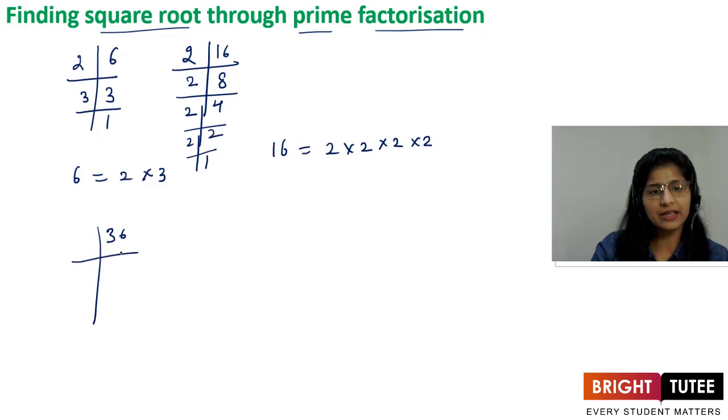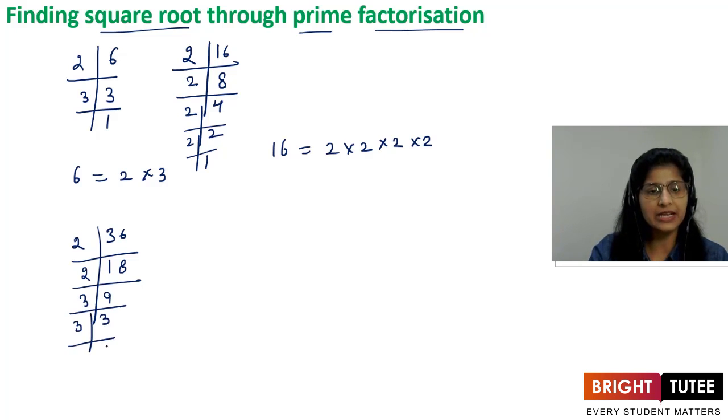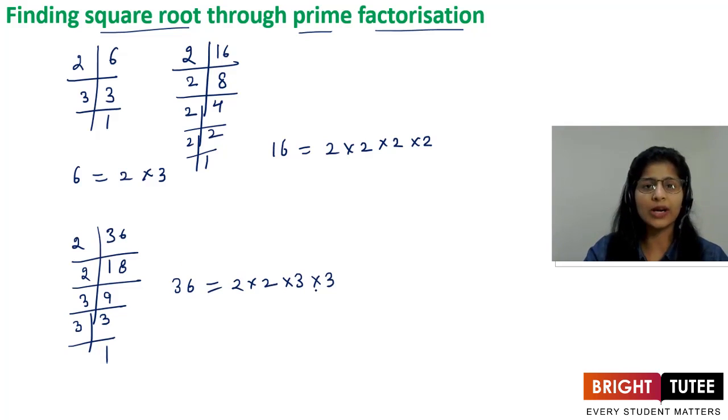36, let us try. We'll try with 2. 2 8s are 16, right? The next one is 2 again. 2 9s are 18. Now 9 is not divisible by 2, so we'll divide it by 3. 3 3s are 9. Right? So you see 36 is expressed as 2 cross 2 into 3 cross 3. Is this clear? What is prime factorization? I just wanted you to know what prime factorization is. You are already familiar with it. So we have revisited what prime factorization is.